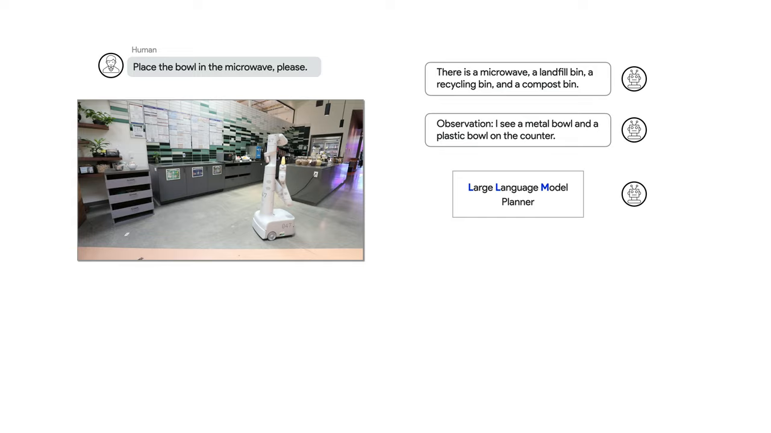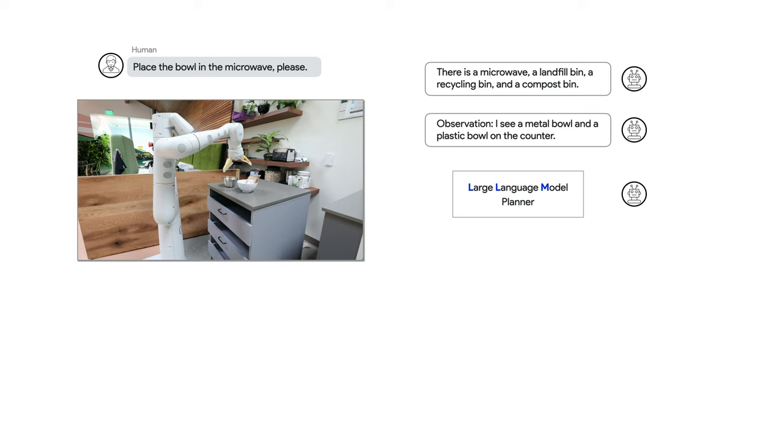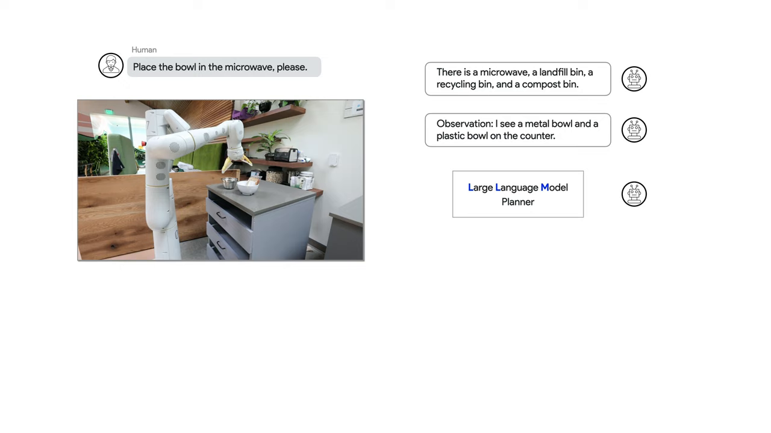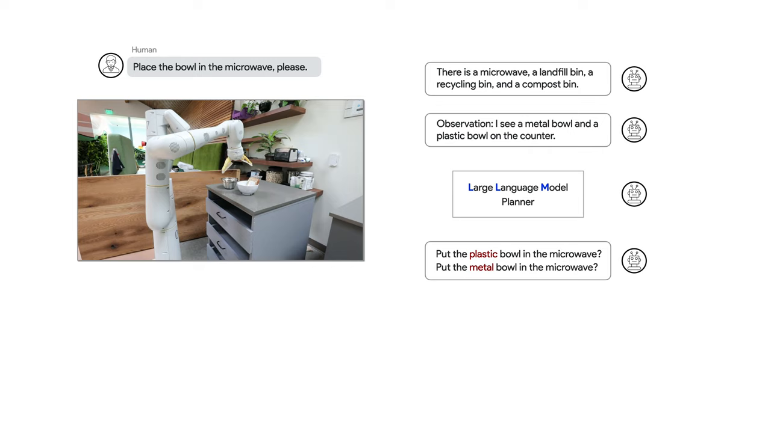However, language instructions can often be ambiguous, inherently or unintentionally, by the human. In the example here, the human would like the robot to pick up the plastic bowl on the counter and place it in the microwave. However, the human does not specify which bowl in the instruction. There happen to be two bowls on the counter, one plastic and one metal. A robot acting in this scenario without the human clarifying the instruction may lead to unsafe consequences.